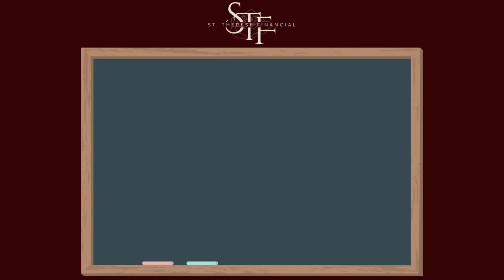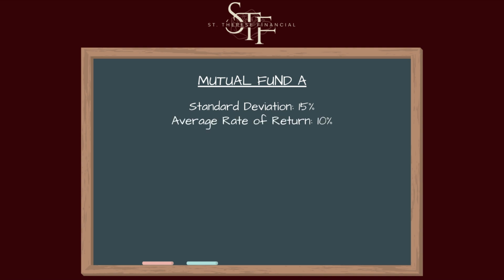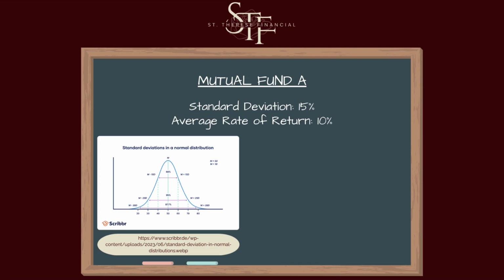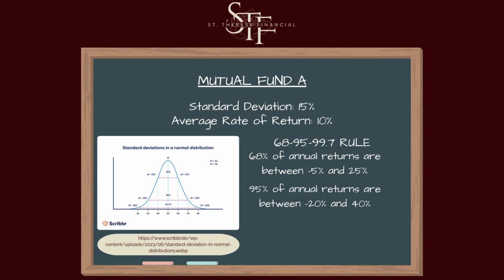For example, let's say hypothetical mutual fund A has a standard deviation of 15%, with an average rate of return of 10%, and its returns are normally distributed. This means that it follows the 68, 95, 99.7 empirical rule. So 68% of mutual fund A's annual returns will be between negative 5% and 25%. 95% of the time, it will be between negative 20% and 40%. And 99% of the time, it will be between negative 35% and 55%.